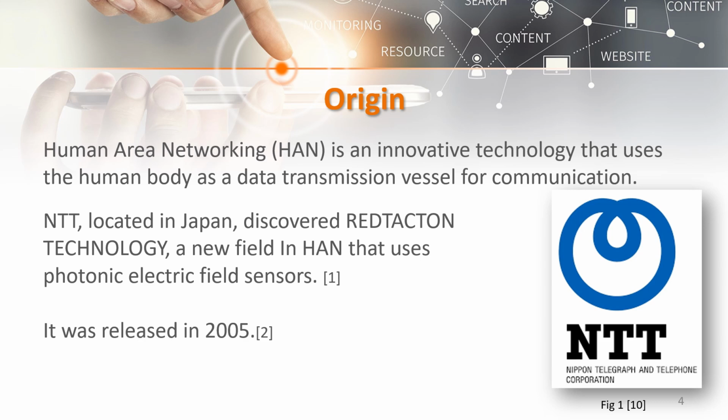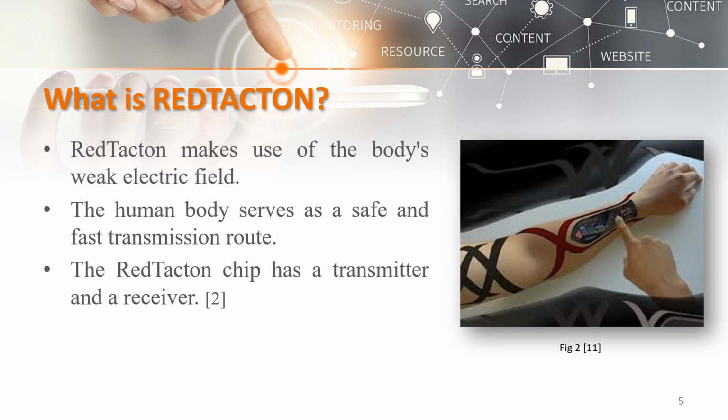So we are going to the next slide, which is basically what is RedTacton. As discussed earlier, RedTacton makes use of the body's weak electric field and transmits data at a speed of about 10 Mbps. The technology has been proven to provide the human body as a safe medium for transmission, and it uses a chip that has a transmitter and receiver, so a transceiver system is also there.